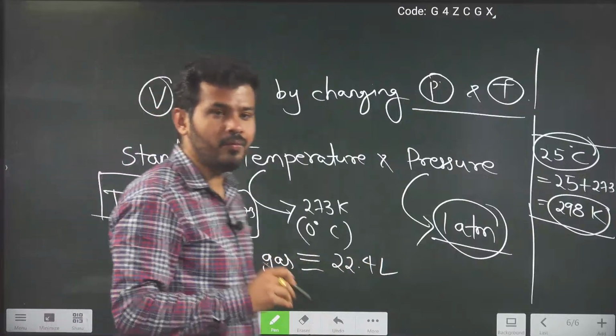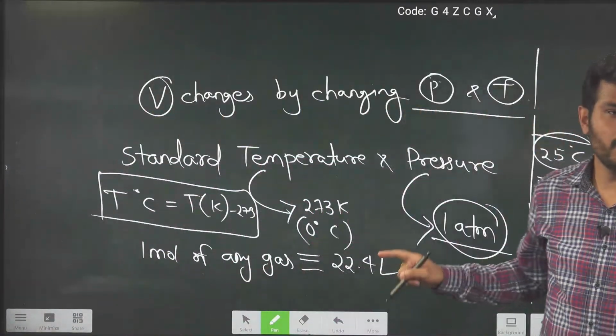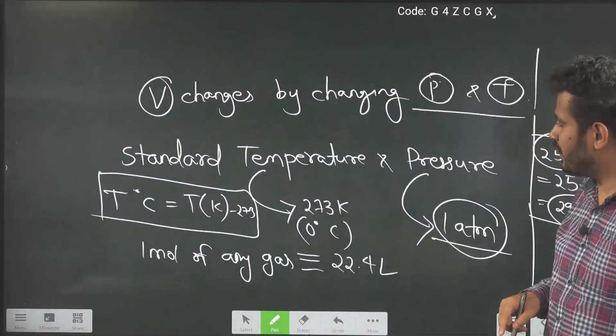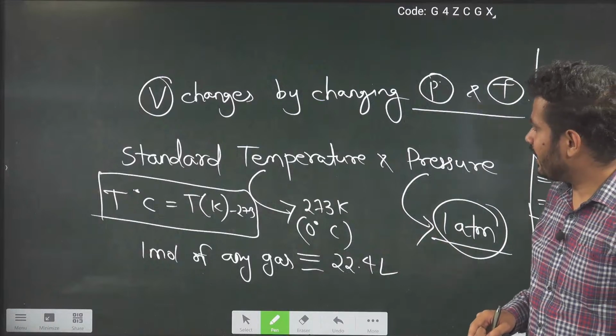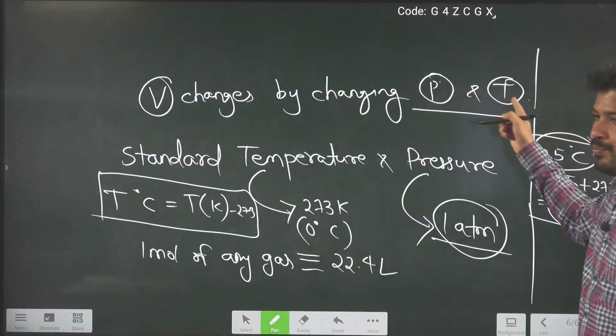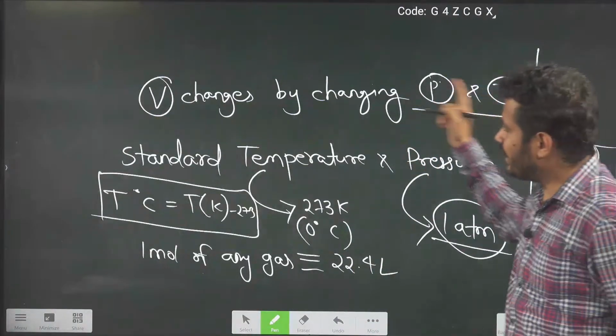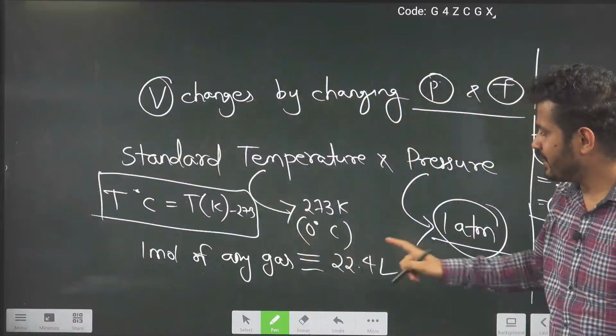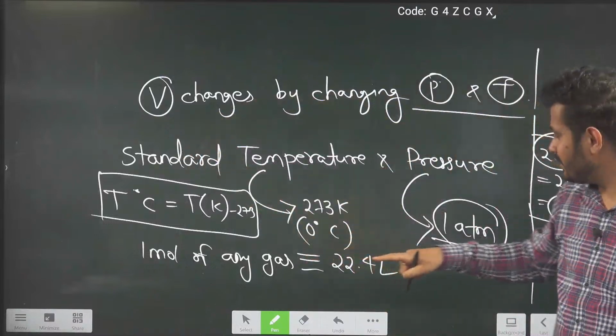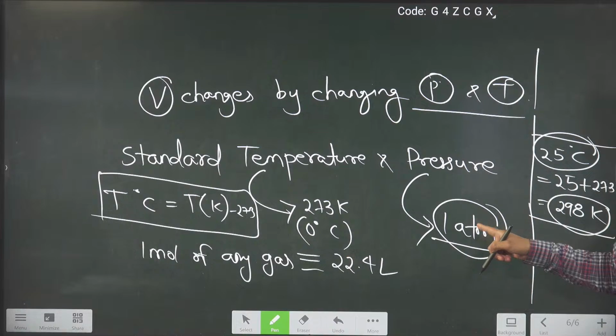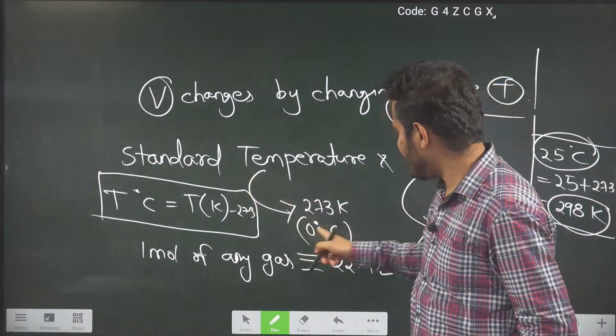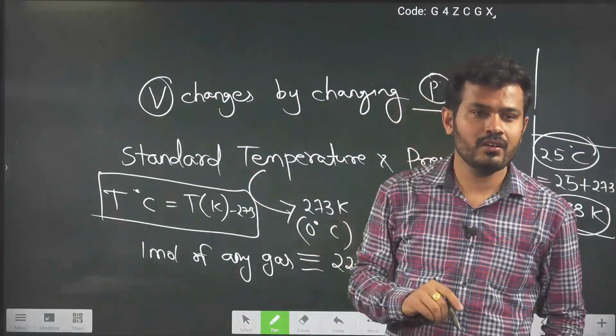Very, very important point. You please focus. What I'm telling is, if pressure and temperature get changed, then the volume will change. But now I have fixed the pressure and fixed the temperature. What is the pressure I have fixed? Pressure I have fixed is 1 atmospheric pressure, and the temperature I have fixed is 273 Kelvin.